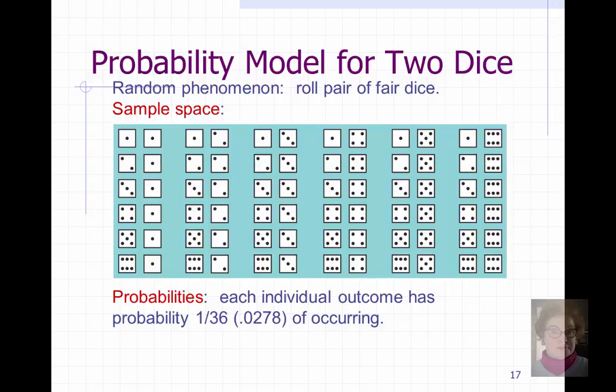So we might look at the event of rolling doubles. Well, double ones, double twos, double threes, double fours, double fives, double sixes. So there's 6 ways to roll doubles out of 36 possible outcomes. So 1/6 of the time is the probability of rolling doubles with a pair of fair dice.